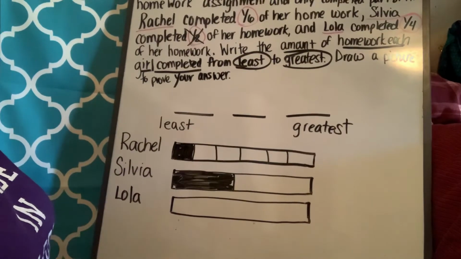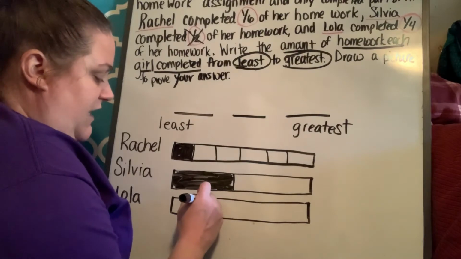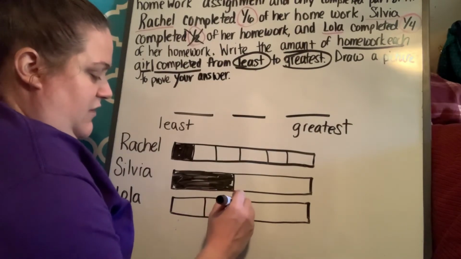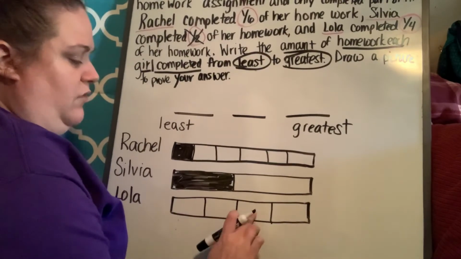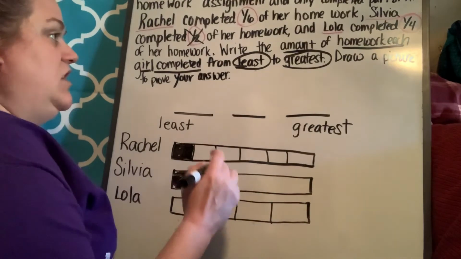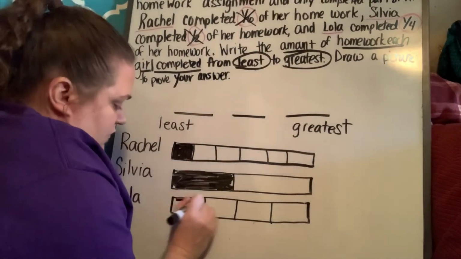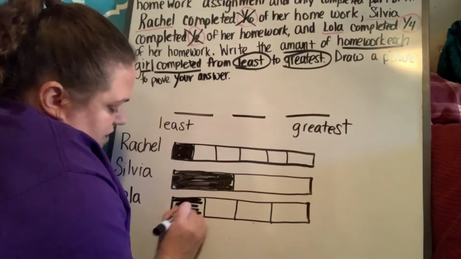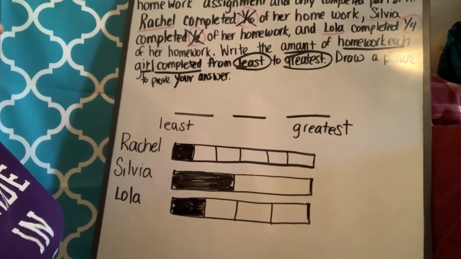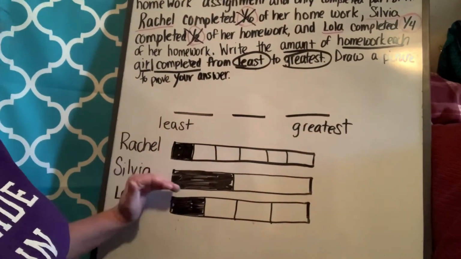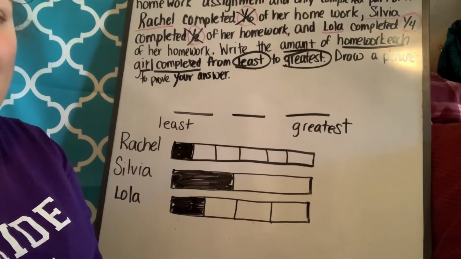Now I'm going to go on to Lola. Lola completed 1/4. So for Lola's, I'm going to be dividing hers into 4 pieces. 1, 2, 3, 4. So we have 4 pieces for Lola. I'm going to cross out Rachel, 1/6. Going over to Lola, she did 1/4. So I'm going to shade in 1/4 there. All right. Now if I'm comparing them, I have an idea of who did the most and who did the least. I could stop there, but I can't.